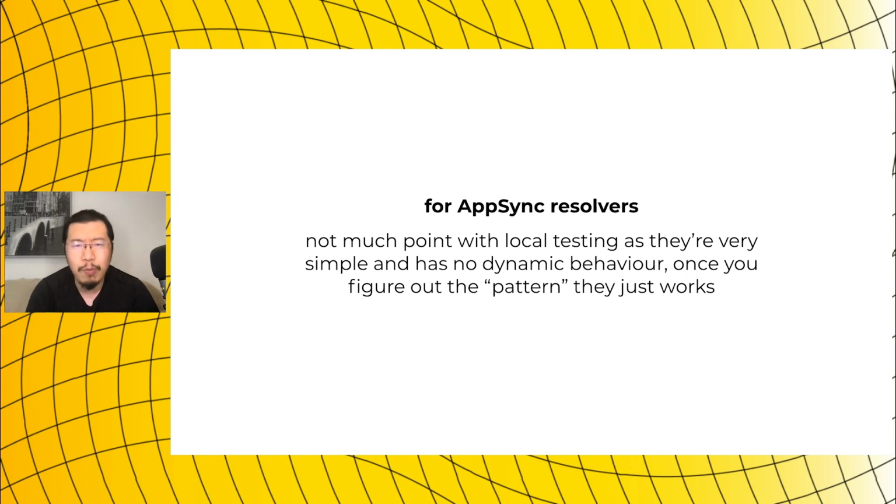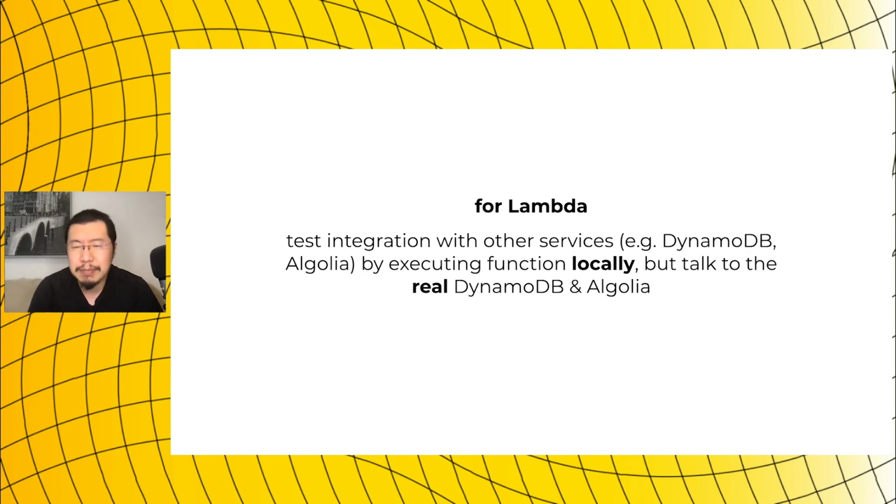But where things really tend to go wrong is in my Lambda functions, where I tend to do more complex things. And for those, I like to test my integration with other services like Algolia or DynamoDB by executing the function locally, but talking to the real DynamoDB tables or the real Algolia index. I don't tend to use mocks or stubs for those, or to simulate them locally with things like LocalStack, which I just tend to find takes too long to set up and get working properly. They're also quite brittle, and break really easily. Most of the time, it's just easier to provision the resources in AWS and then use them in the integration tests.